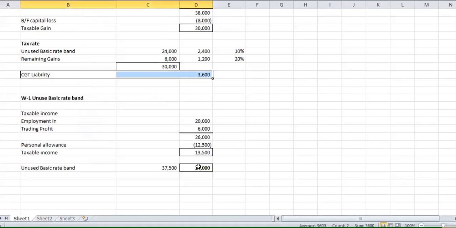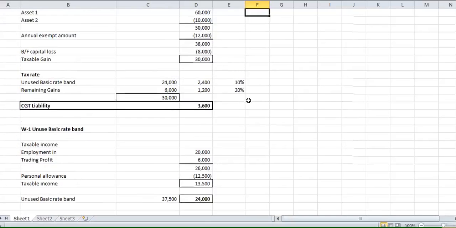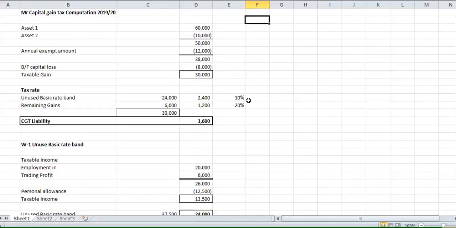Students, you can ask if you have any confusion. It's not that technical. You just have to calculate the unused basic rate band. Total taxable gain is 30,000. You will apply a lower rate of tax on the unused basic rate band, and you will apply a higher rate of tax on the remaining taxable gain. Students, are you able to understand this example? Tell me if you have any confusion.